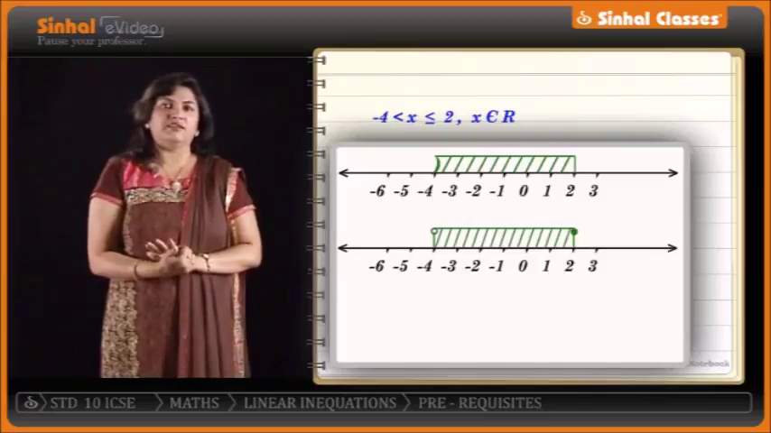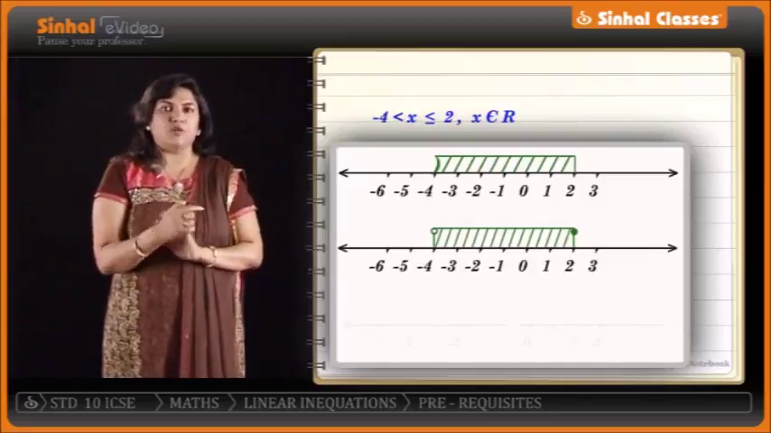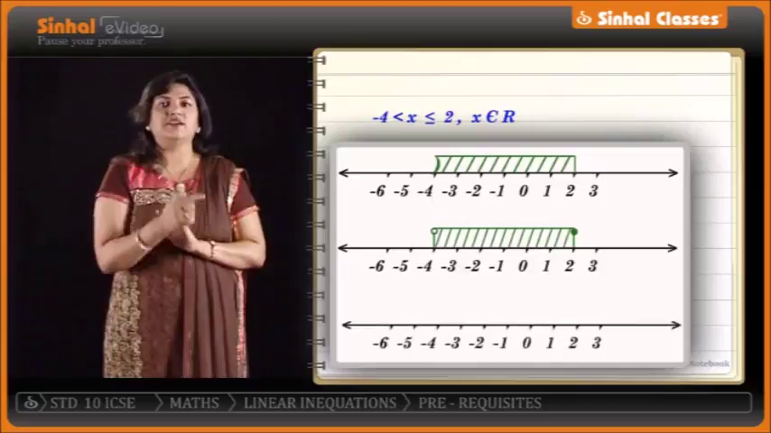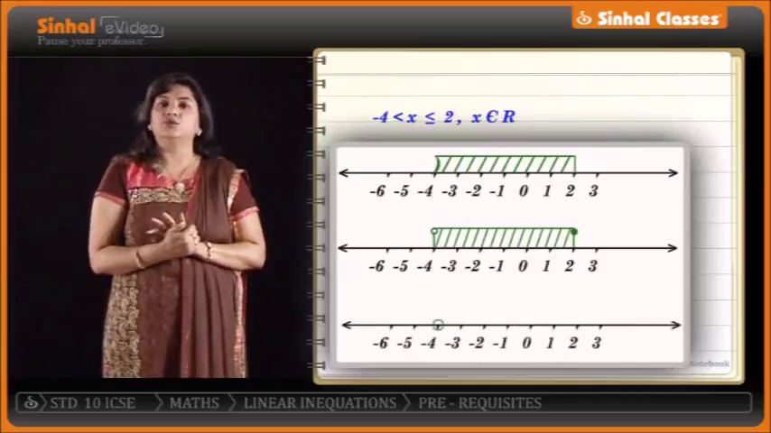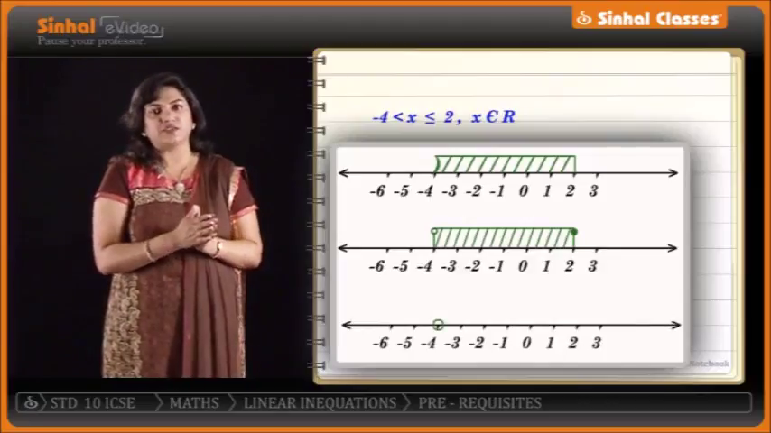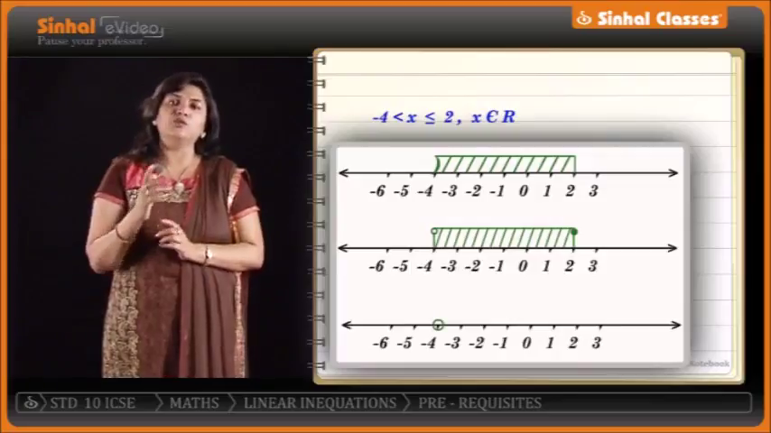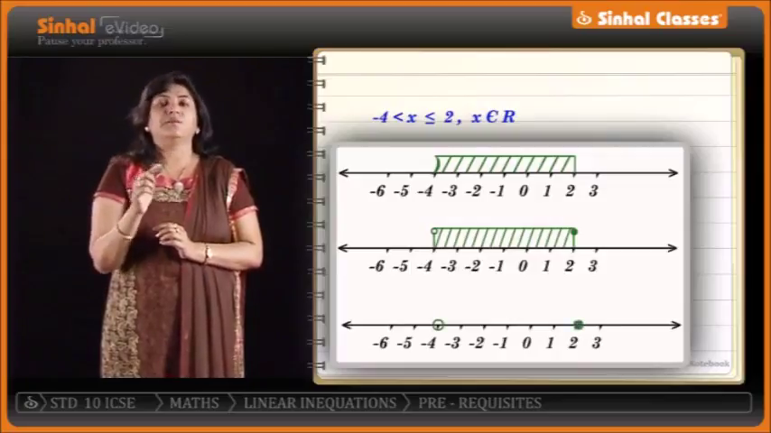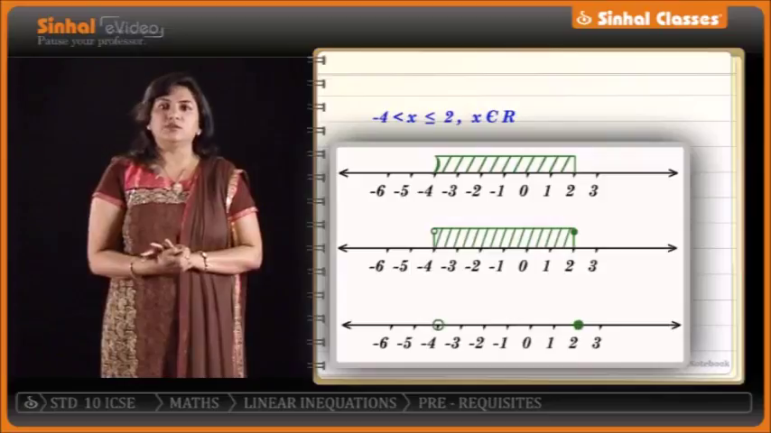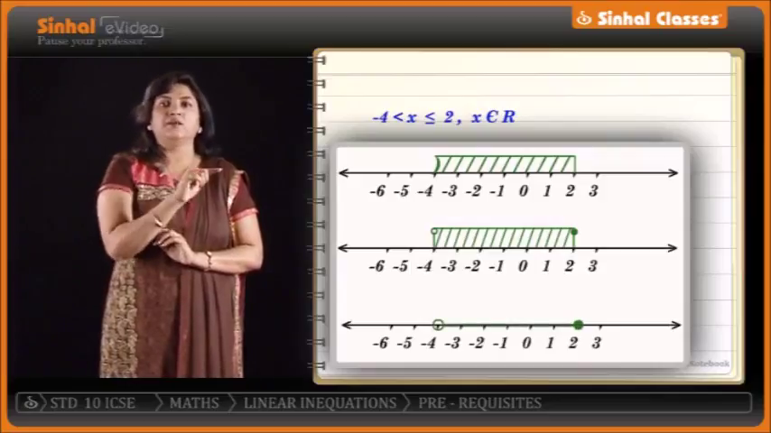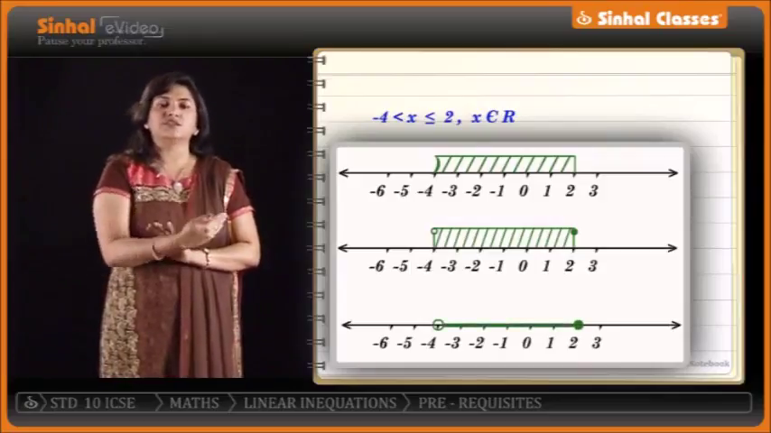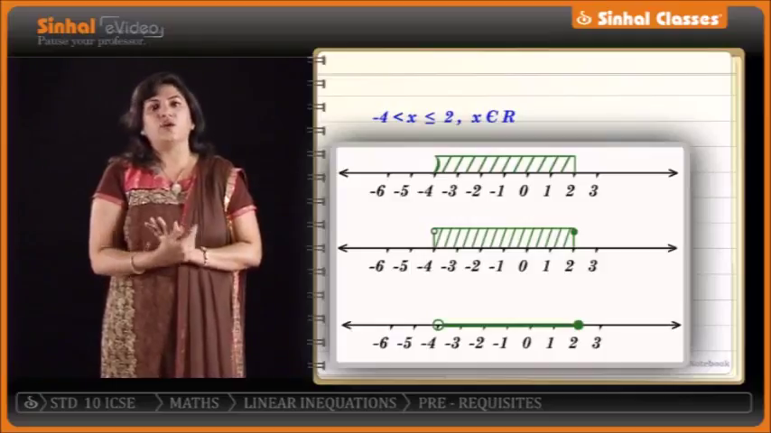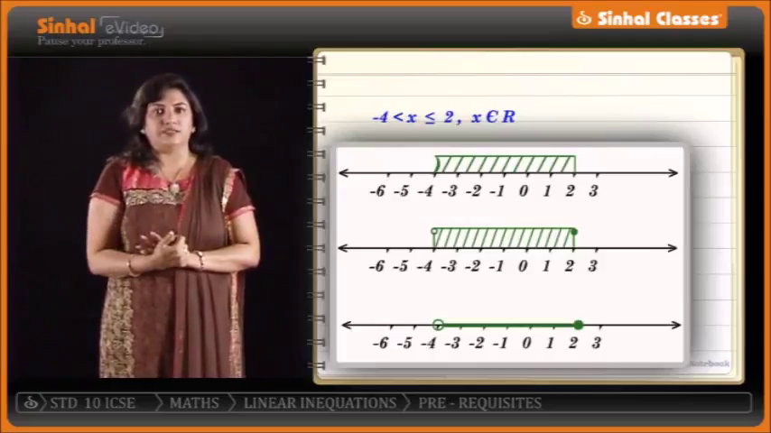Now one more method is, at -4 on the number line itself, we draw a circle. Do not shade it because -4 is excluded. At 2, we again draw a circle but shade it because 2 is included. Darken the line between these two. So this is the third method how you can draw a number line for real numbers.